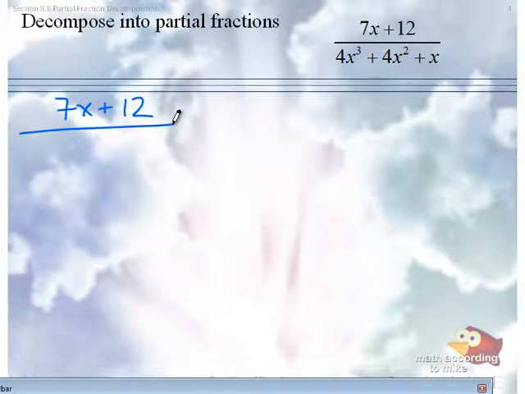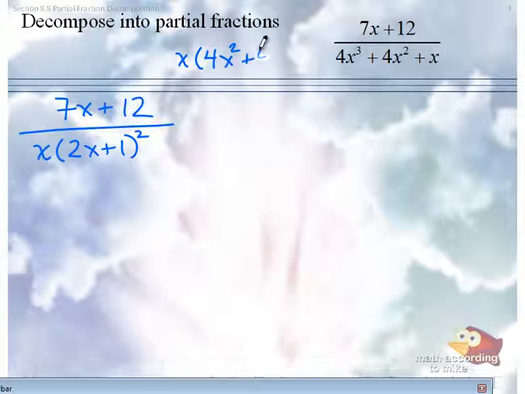How does the denominator factor? Yes, pull out an x first, because there's a GCF. Pull out an x first. You're going to have 4 times the quantity, x times the quantity 4x squared plus 4x plus 1. And then 4x squared plus 4x plus 1 is a perfect square that everyone knows and loves. It's 2x plus 1 quantity squared.